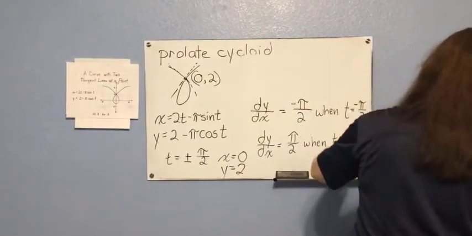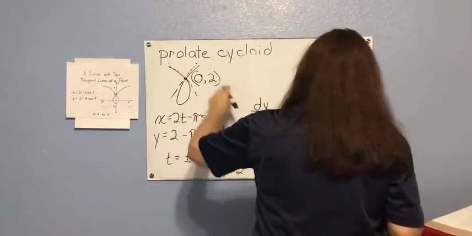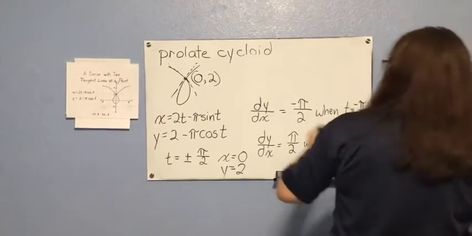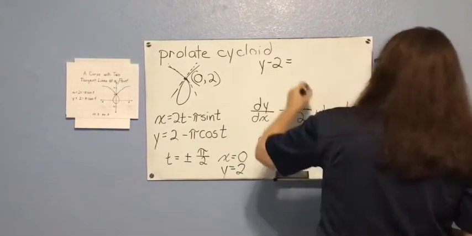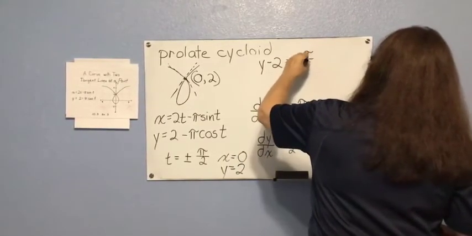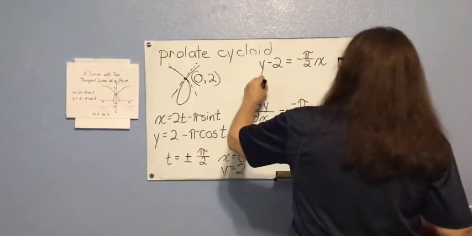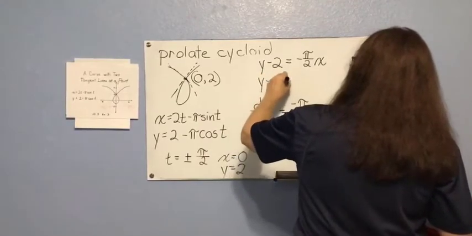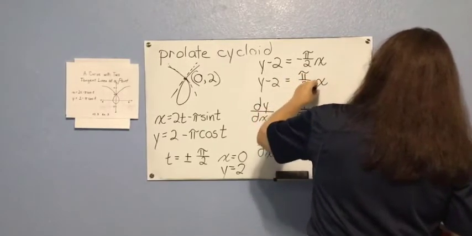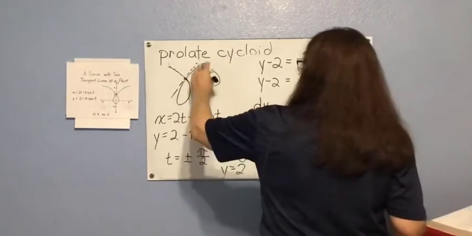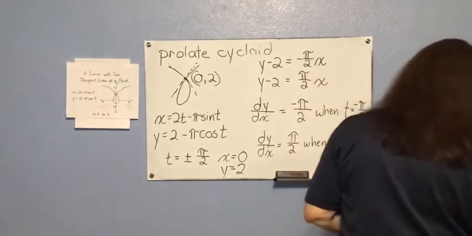These are our two slopes, negative pi over 2, positive pi over 2. We know that they intersect at this point, so the y-intercept is 2. So I'm going to have y minus 2 is equal to negative pi over 2 x, and y minus 2 also equal to positive pi over 2 x. So I've got two tangent lines. The equations are the same except for the sign of the slope.